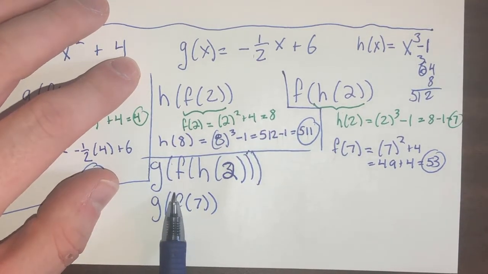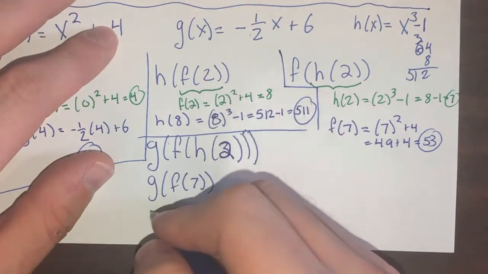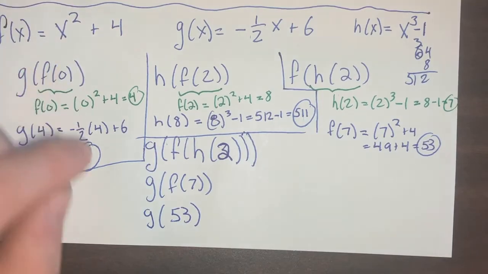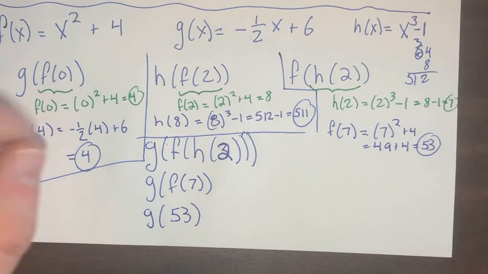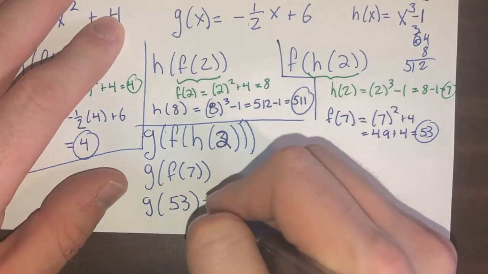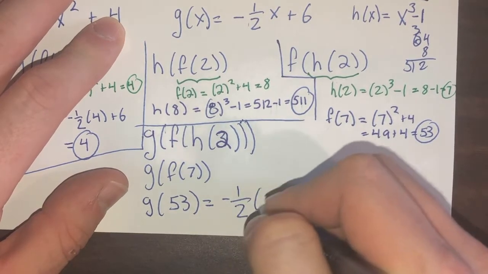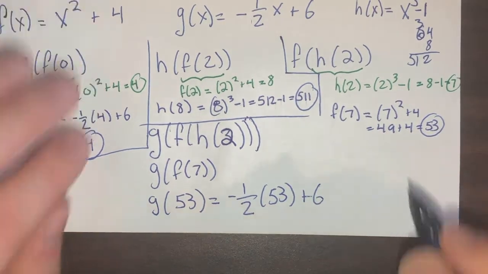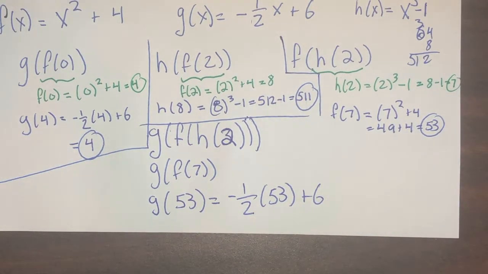And you'd plug it into f. And we've already done that. That's 53. So our last step is to plug that into g. And we plug it into g. We get negative a half of 53 plus 6.